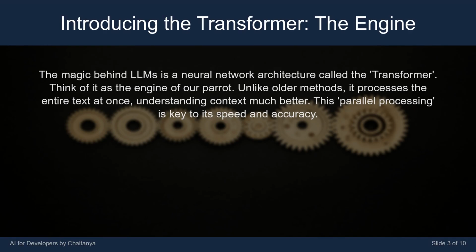The magic behind LLMs is a neural network architecture called the transformer. Think of it as the engine of our parrot. Unlike older methods, it processes the entire text at once, understanding context much better. This parallel processing is key to its speed and accuracy.